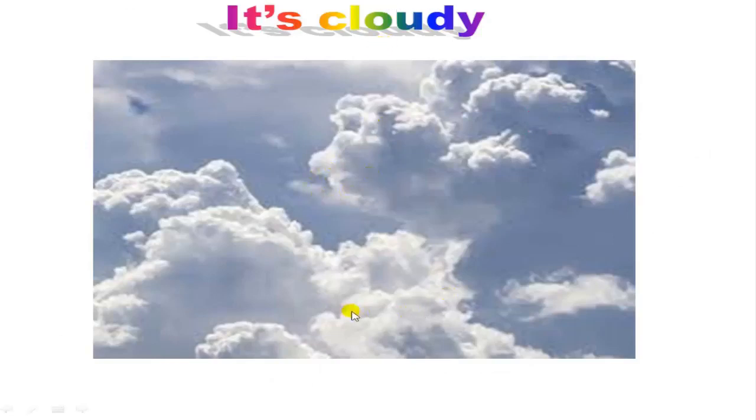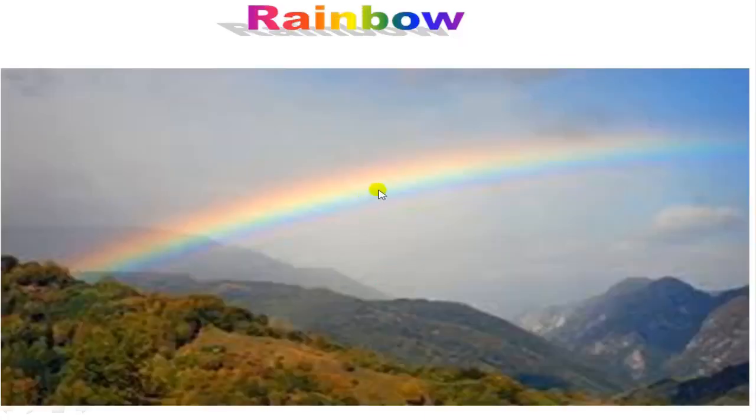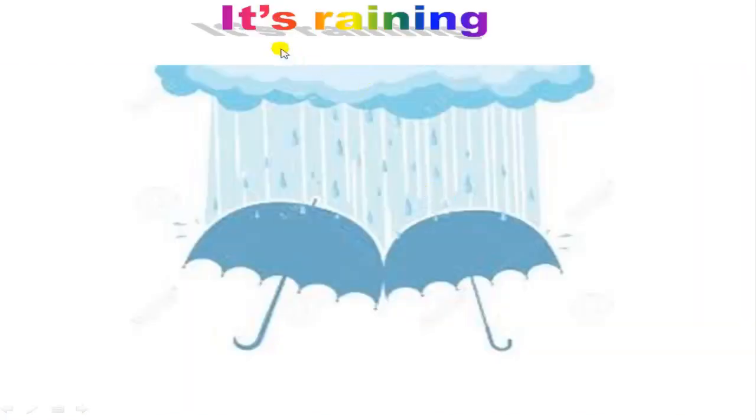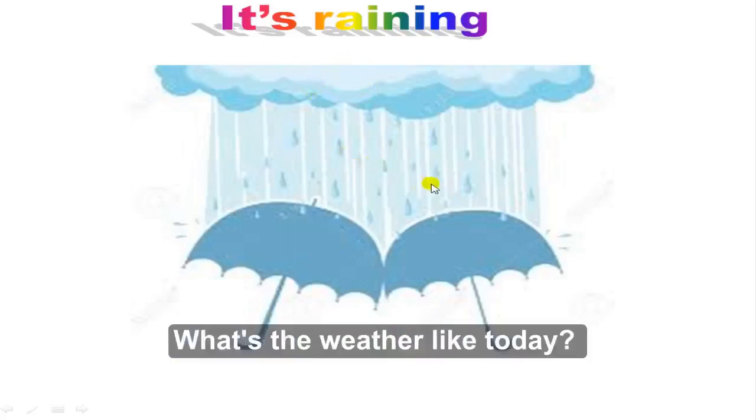It's cloudy. What is the weather like? The weather is cloudy. Describe the weather. A lot of clouds, no sun. It's cloudy. This is a rainbow, different colors. It's raining. What is the weather like today? Today it's raining.